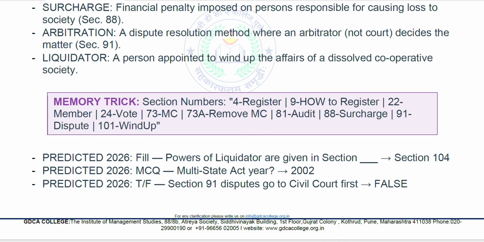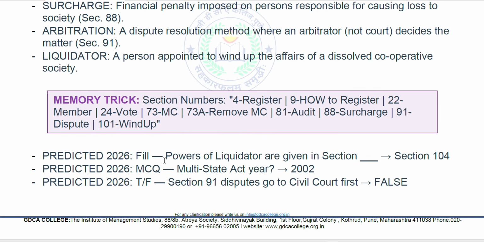Memory trick for section numbers. 4, registrar. 9, how to register. 22, member. 24, vote. 73, MC. 73A, MC removal. 81, audit. 88, surcharge. 91, dispute resolution. 101, winding up. 102, liquidator appointment.